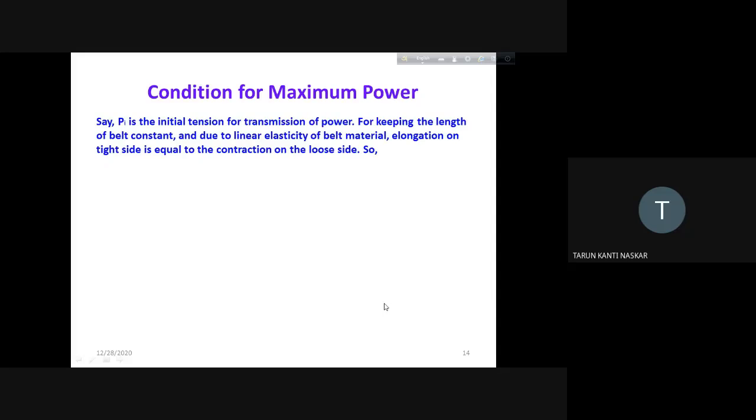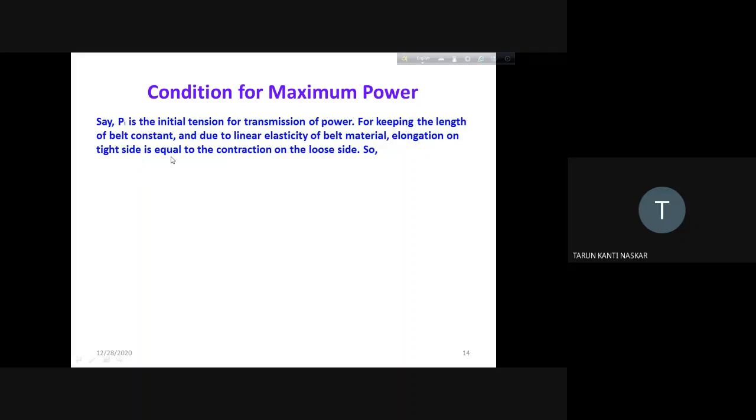Now, condition for maximum power. This is derived for a flat belt. Try to follow these three sentences. Pi is the initial tension. That means before start, the belt should be wrapped over two pulleys, so there must be some initial tension. So Pi is the initial tension for transmission of power.